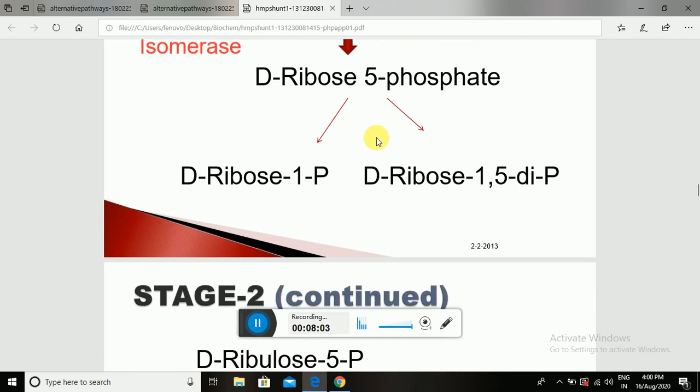The D-ribose 5-phosphate gets converted into D-ribose 1-phosphate, or also D-ribose 1,5-diphosphate. So there are two forms: D-ribose 5-phosphate gets converted into D-ribose 1-phosphate or D-ribose 1,5-diphosphate. The two phosphate groups are present at the position number 1 and position number 5.